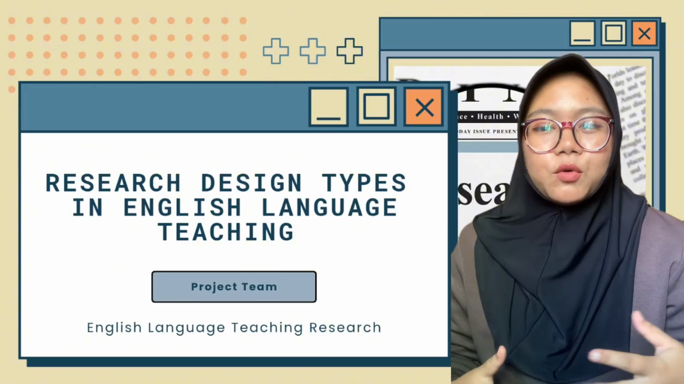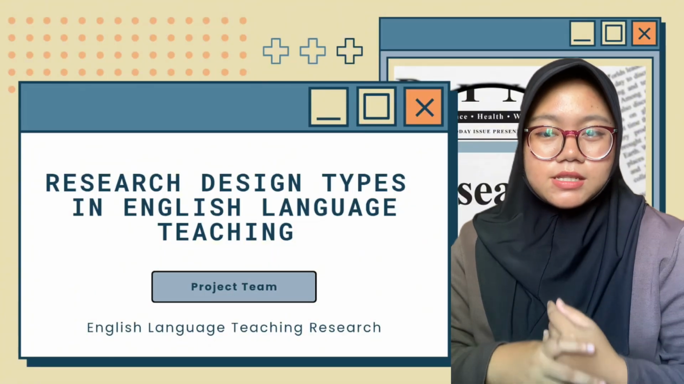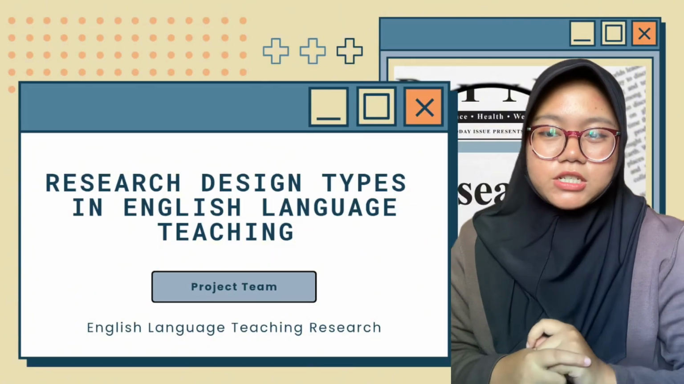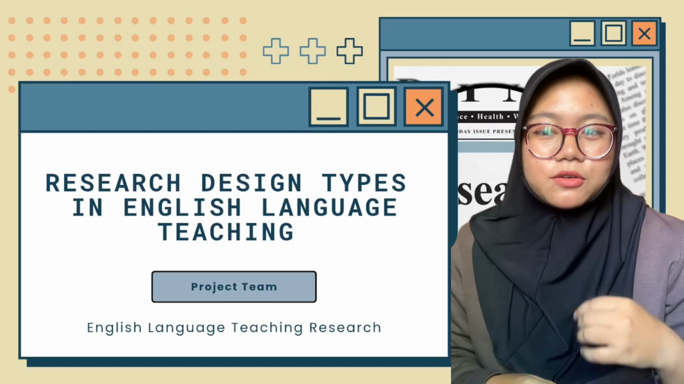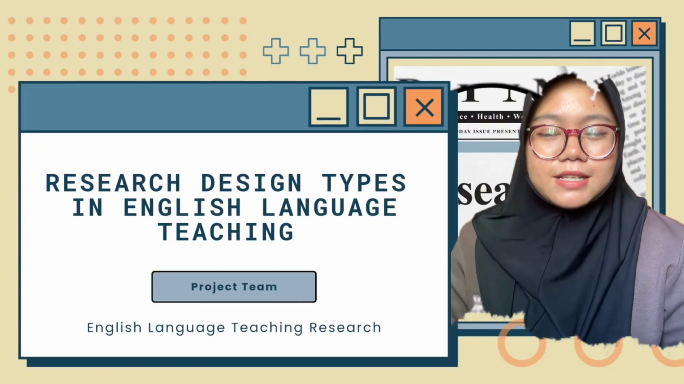We will explain types of research design with examples of research questions, problems, and instruments of data collection.